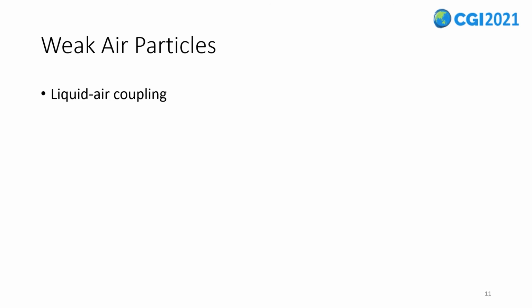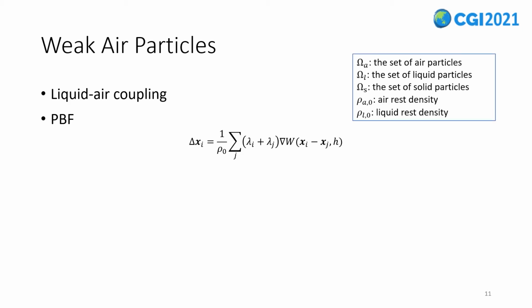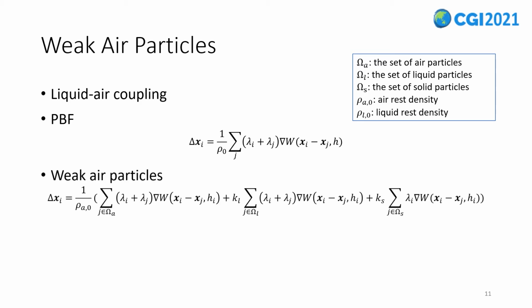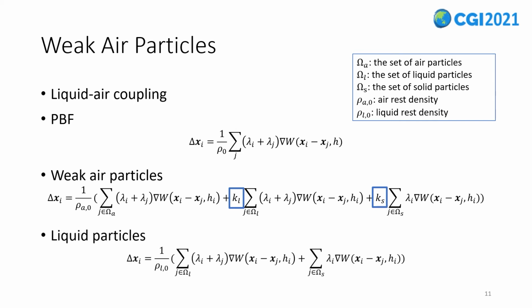To deal with the coupling of large density ratio, we use the PBF position correction formula. We make a distinction between the air particle set, the liquid particle set, and the solid particle set. For weak air particles, we introduce two small positive constants K to ensure the stability of the small mass air particles when colliding with the large mass liquid and solid particles. We neglect the contribution of air particles when computing the position update of the liquid particles.